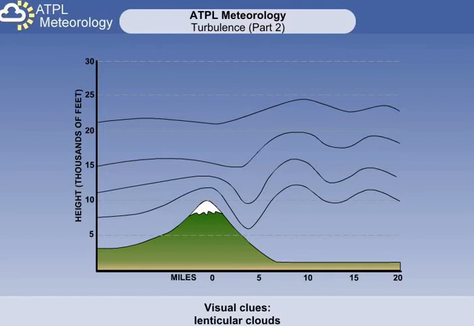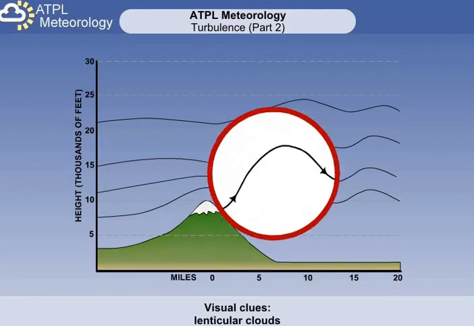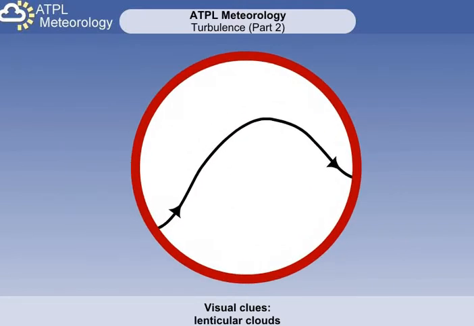Fortunately for pilots, these oscillations may become visual. Let's take a look at one of the crests downwind of the mountain. Here we can see air rising on one side and descending on the other. This is important. When the air is forced to rise, it will cool adiabatically, and if sufficient moisture is in the atmosphere, condensation may take place and cloud will form.